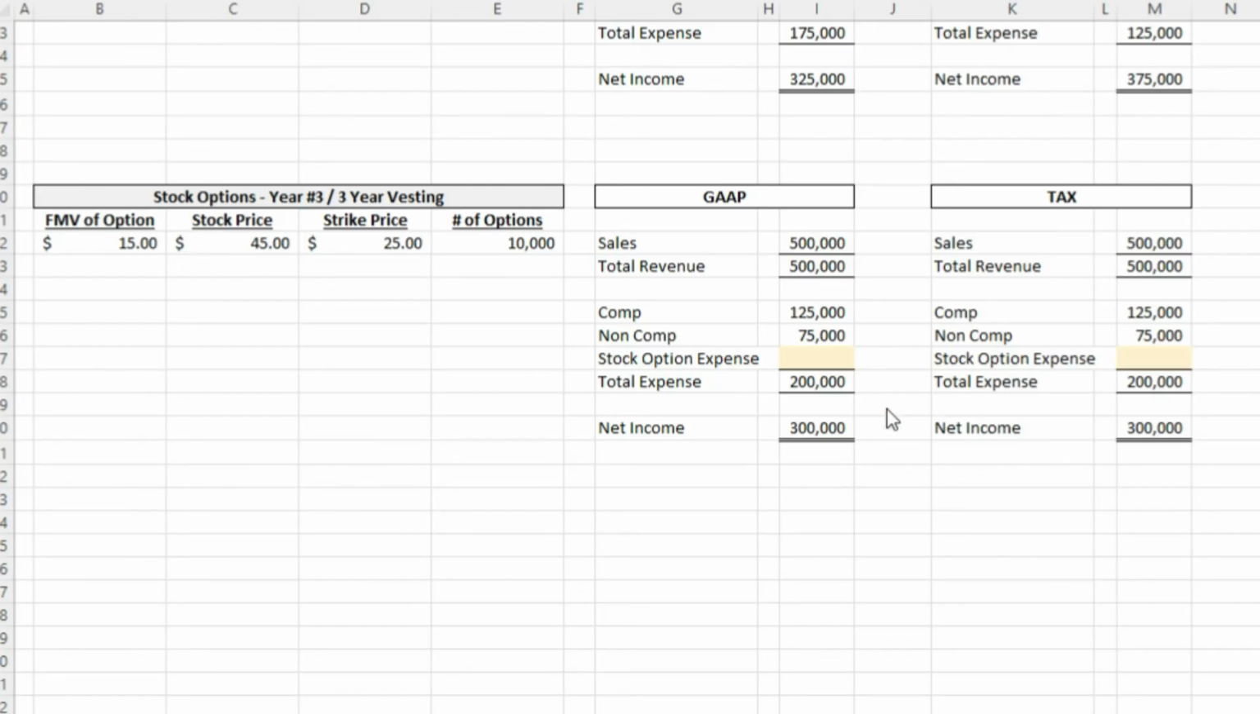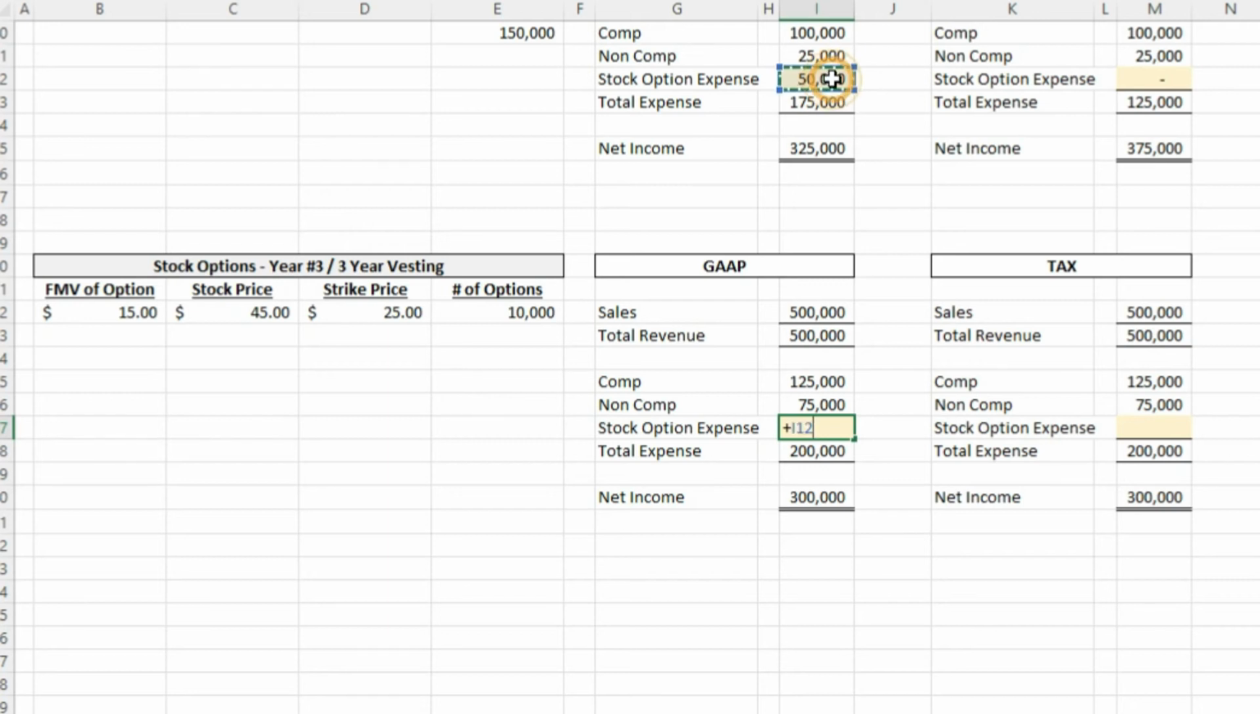So from a GAAP standpoint, we're par for the course. We're just going to take our $50,000 of amortization that we talked about. We have our value of the options when they're issued, and we're recognizing that expense over the vesting period.